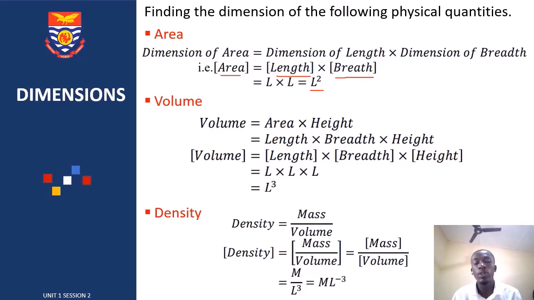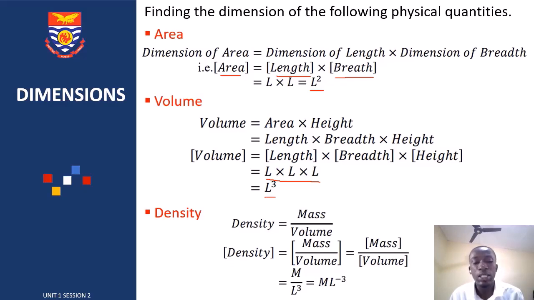Very simple. The same applies to volume. We know that the formula for volume is length times breadth times height. They are all measuring distances, so the dimension is going to be L times L times L, and we get L cubed for this.